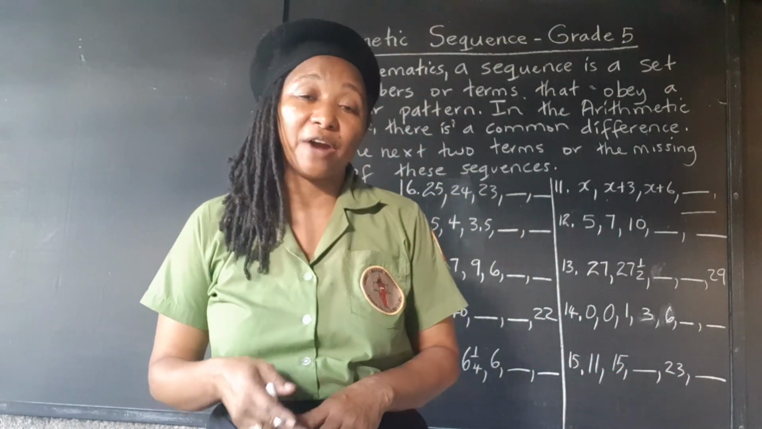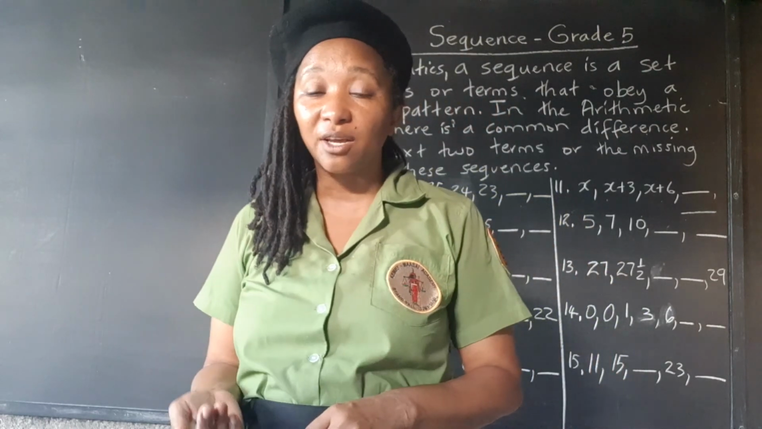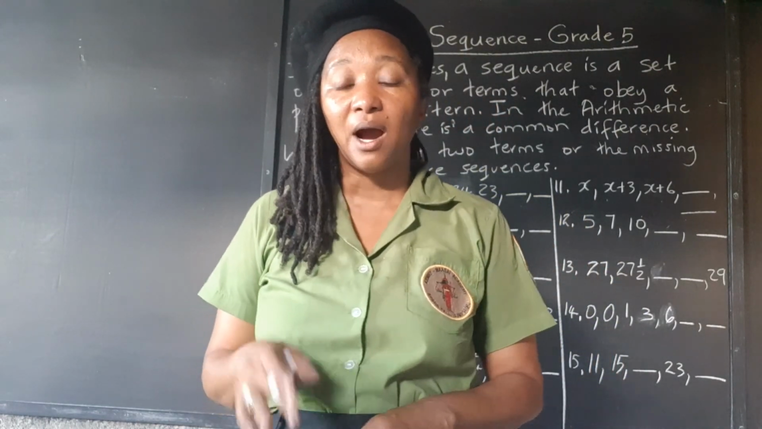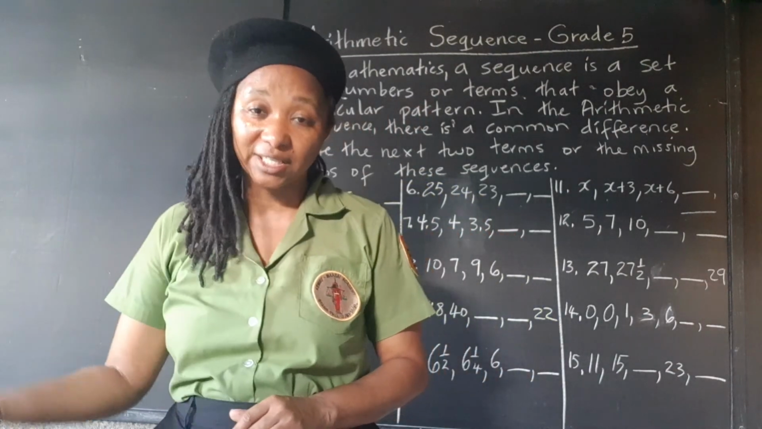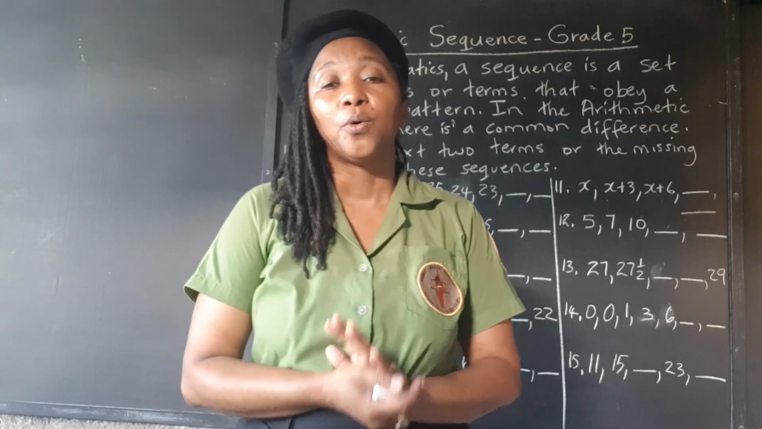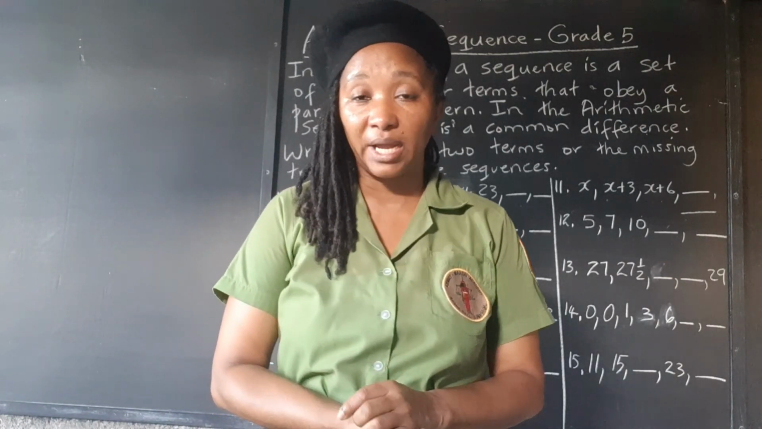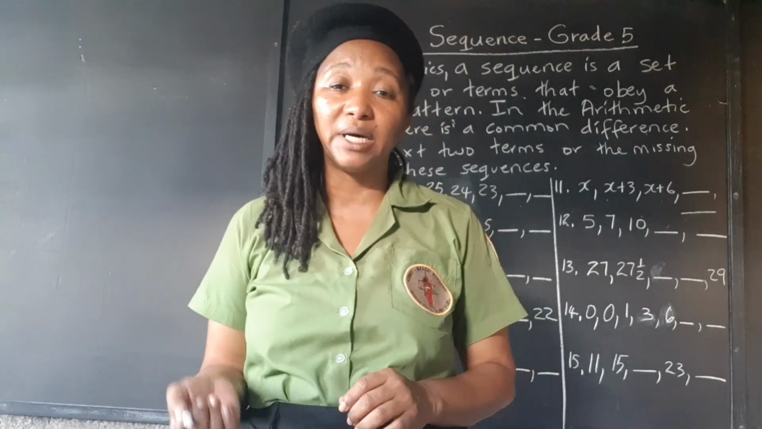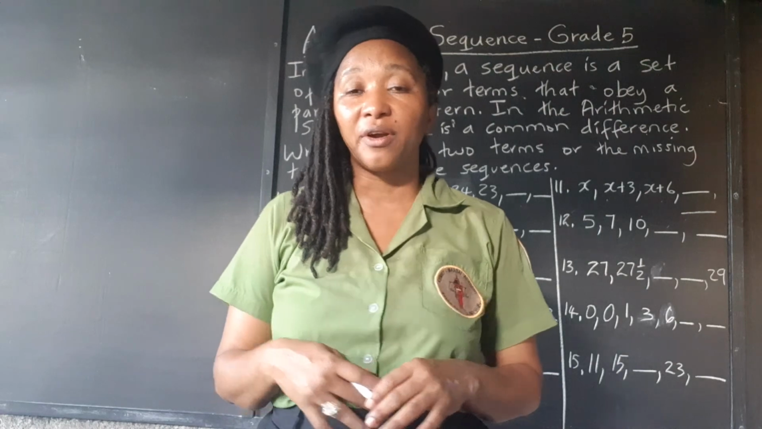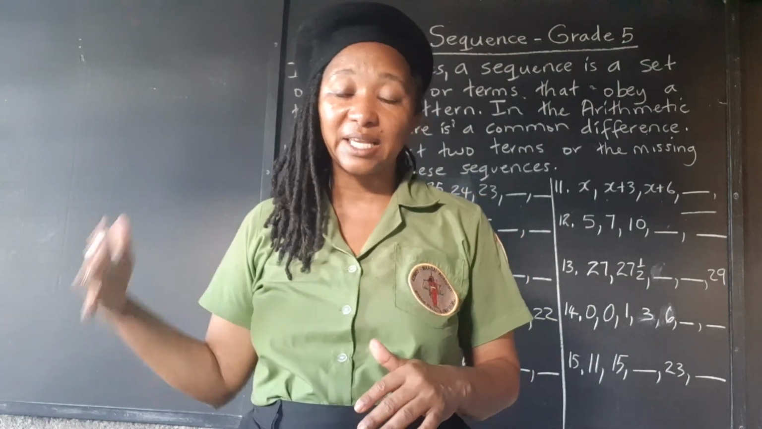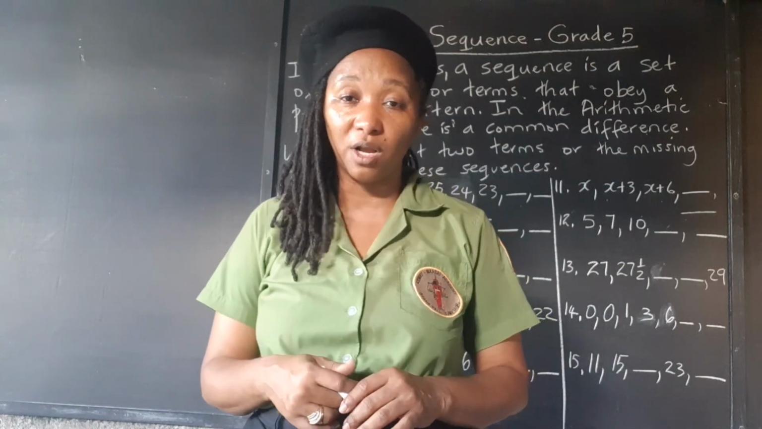So in terms of the arithmetic sequence, you're either adding or subtracting a common term to each of the terms to get the next term. So we say that there is a common difference. Right? In the arithmetic series, there's a common difference between the terms. And the terms are either ascending, keep getting bigger, or descending, keep getting smaller.